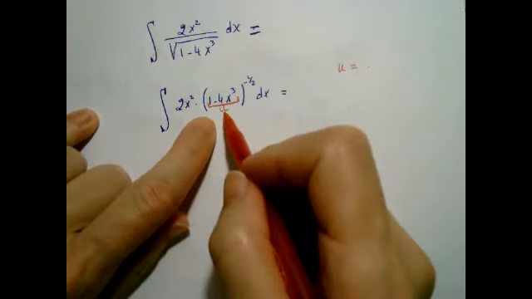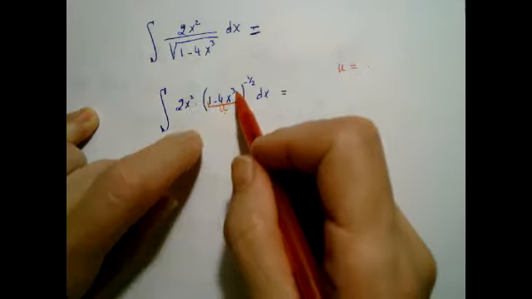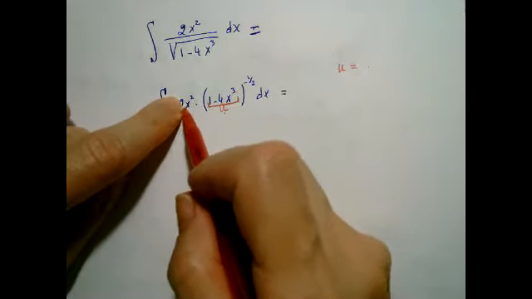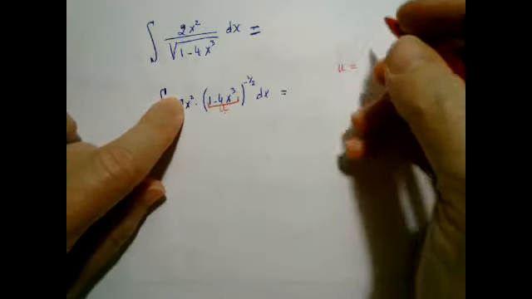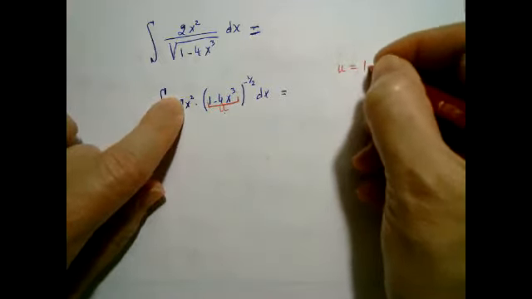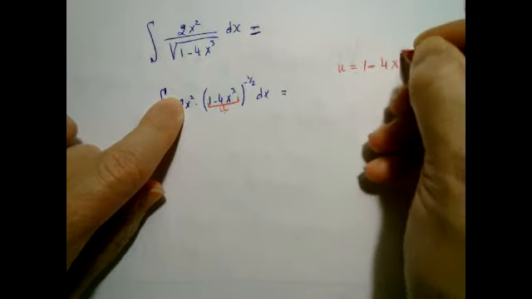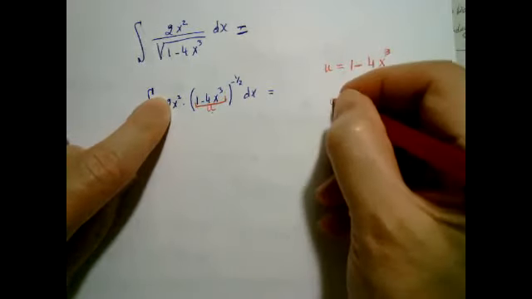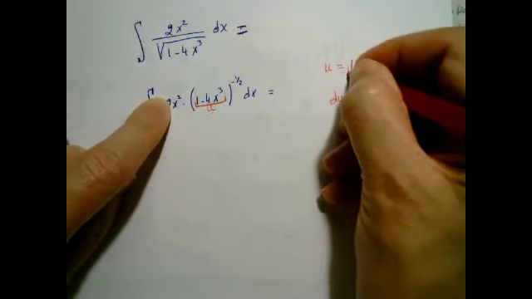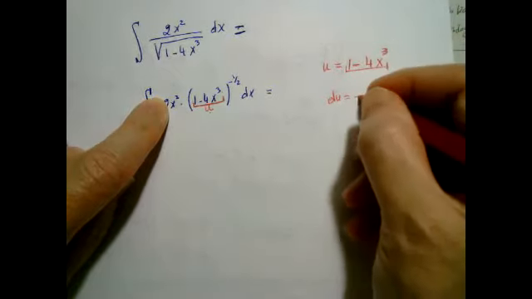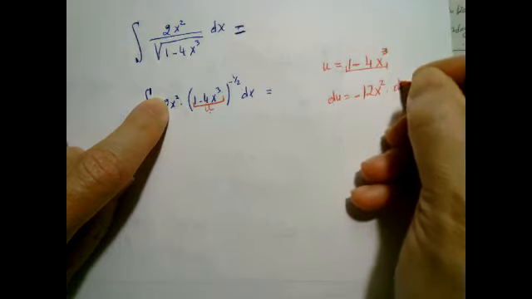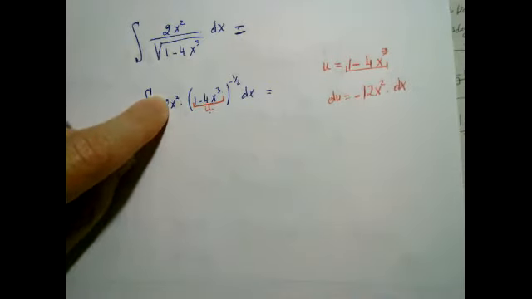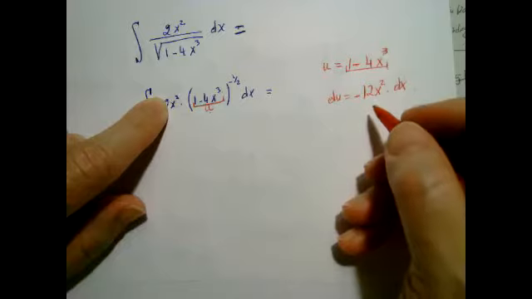Okay, that's going to be my u, because the derivative of u is minus 12x squared. As I said, I have the important part, the x squared. The constant is not a really big deal for me. So I'm going to put my u to be 1 minus 4x cubed. And then my du would be the derivative of that, which is minus 12x squared dx. And now I have to do the substitution.